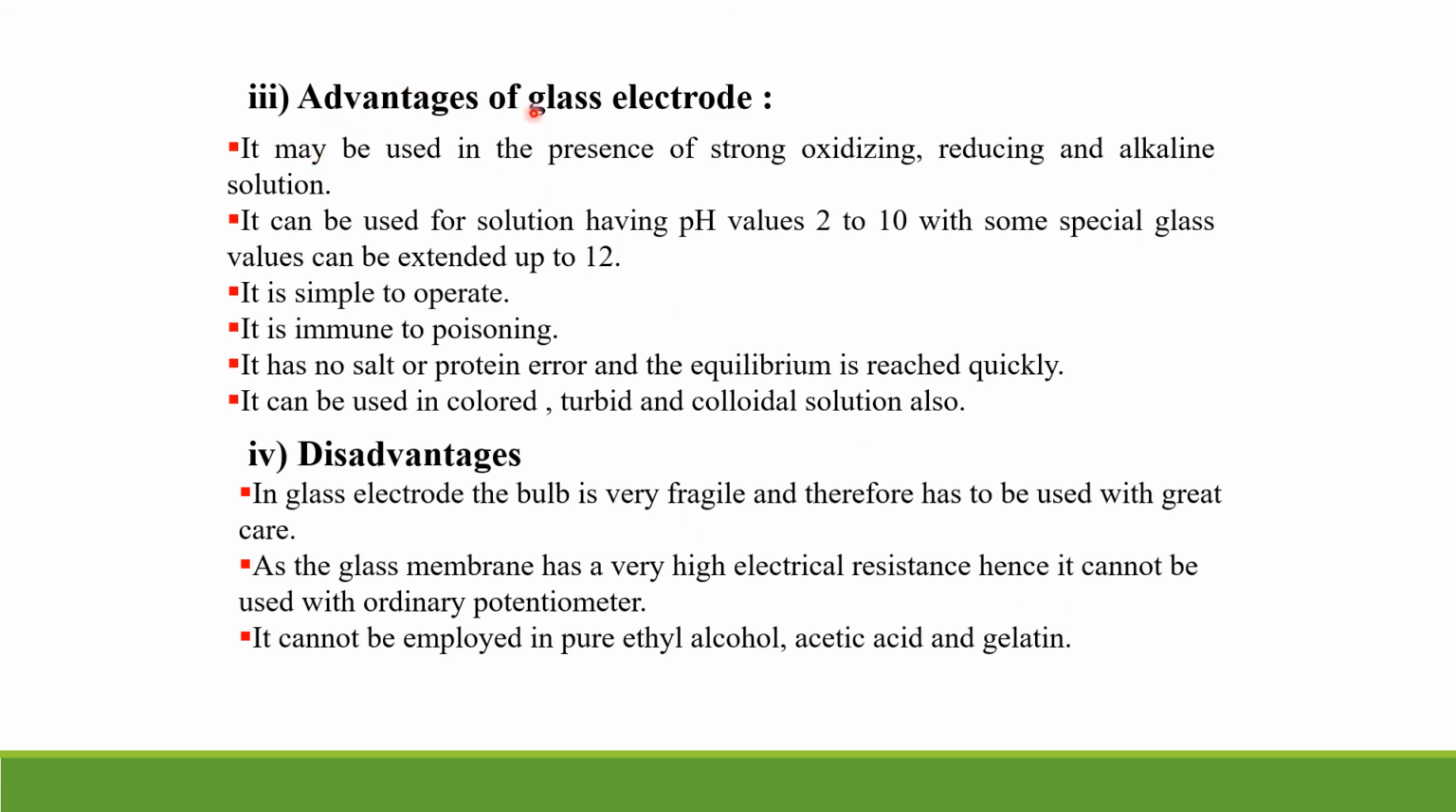Now, what are the advantages of glass electrode? It may be used in the presence of strong oxidizing, reducing or alkaline solution. It can be used for solution having pH values 2 to 10, with some special glass the range can be extended up to 12. It is simple to operate, it is immune to poisoning, it has no salt error or protein error, and the equilibrium is reached quickly. It can be used in colored, turbid or colloidal solution also.